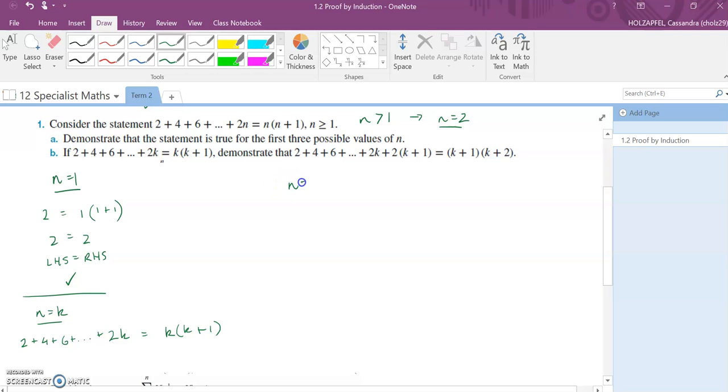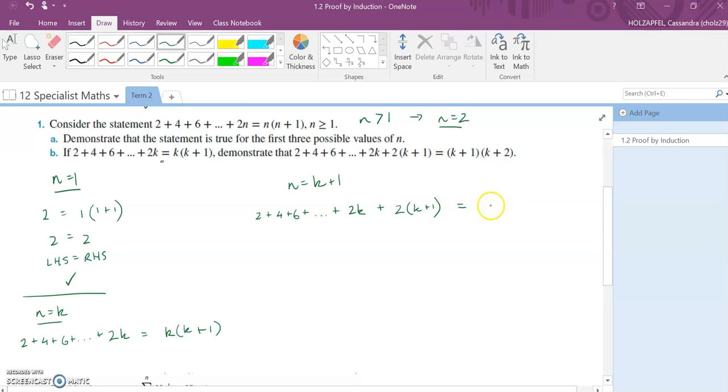And that is testing the next domino, so testing k plus 1. So effectively, I'm just going to substitute this value into here. So I've got 2 plus 4 plus 6 plus ... plus 2k. So that would have been this previous case here, plus 2k plus 1, okay?